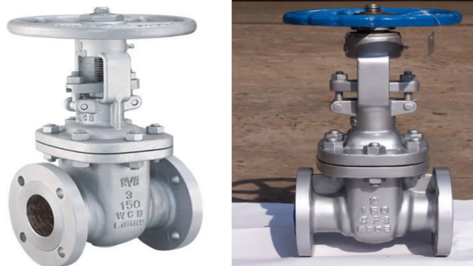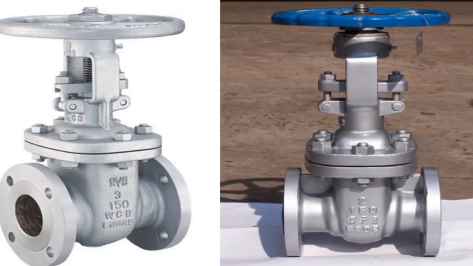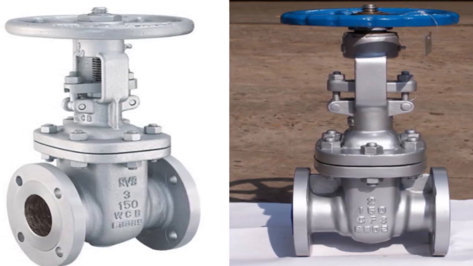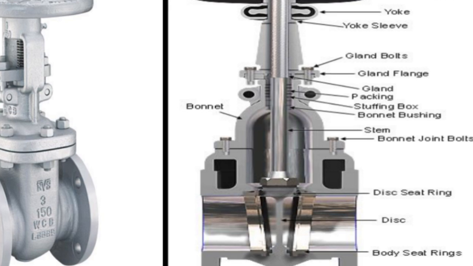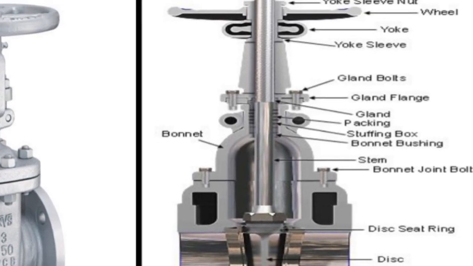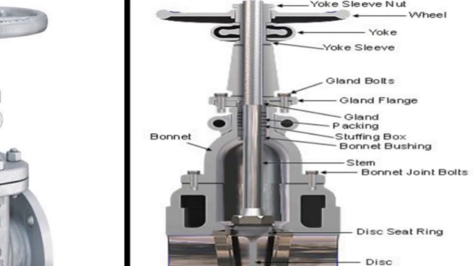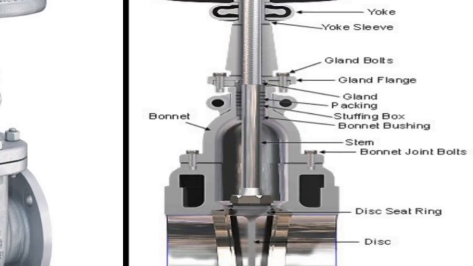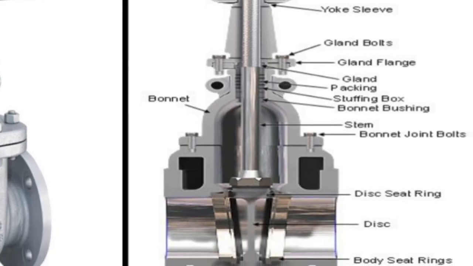However, in slurry systems, gate valves are not a good choice. The thick particles can get stuck under the gate and cause leakage or jamming. This type of valve is preferred when we want a full flow with minimum resistance and only need to open or close the flow, not control it.